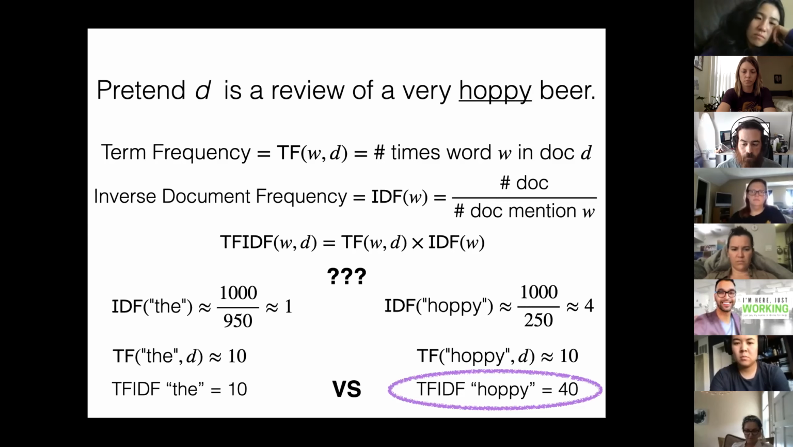So if we compare these scores, the word hoppy wins because the inverse document frequency is helping us figure out, oh, this is an important word because it doesn't occur in all the documents. It only occurs in the reviews of super hoppy beers. If we did this for every word in the reviews and then picked out the top words by TF-IDF scores, maybe we would have some pretty okay tags.